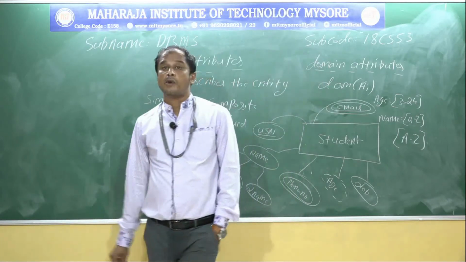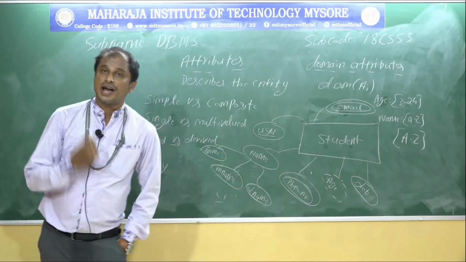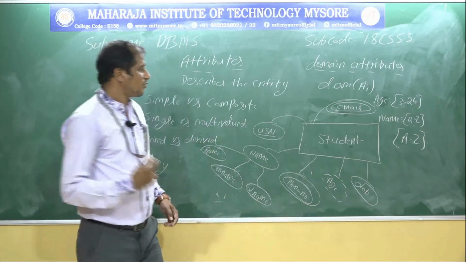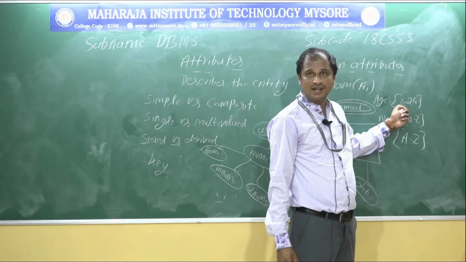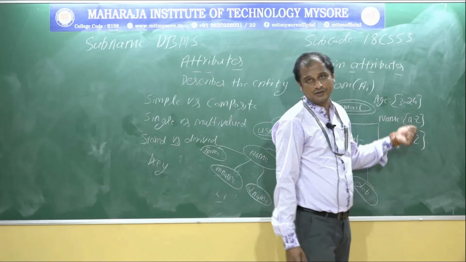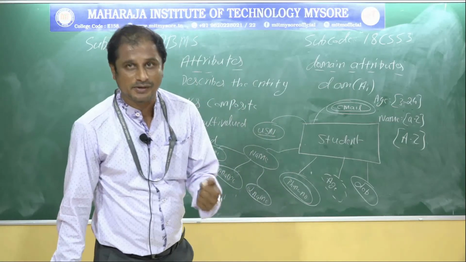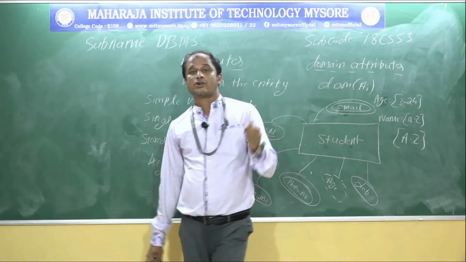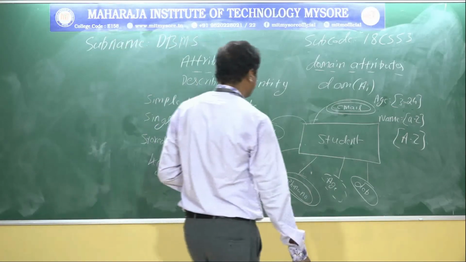This is called the domain of attributes, which specifies the set of values defined for an attribute. So I am defining a set of values for each attribute. For age, you must enter between 3 and 24. If I say name, then I want characters of small a to z or big A to Z. That is called the domain of attributes.